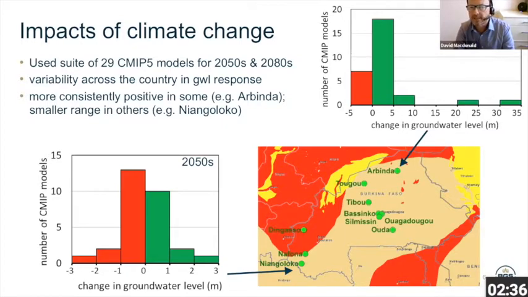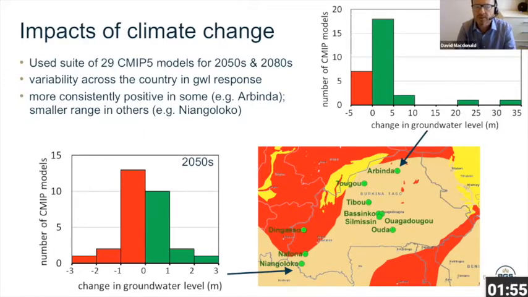And the graph at the top right there is showing the change between current groundwater levels and an average for the 2050s, and the number of CMIP5 models, that's the y-axis, the number of models that showed changes in the ranges that are shown on the x-axis. And what we can see is there is a very wide variability, a wide range in the changes in groundwater level that are projected, which shows the uncertainty of using climate models, and particularly this is the case in the more arid regions of the country.